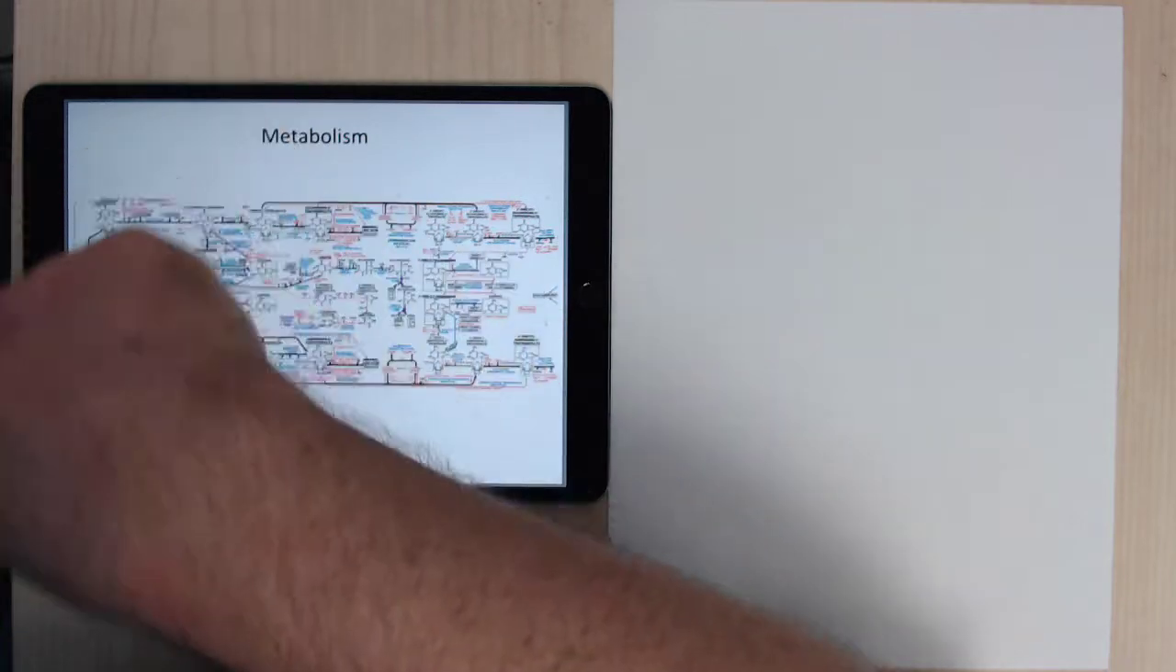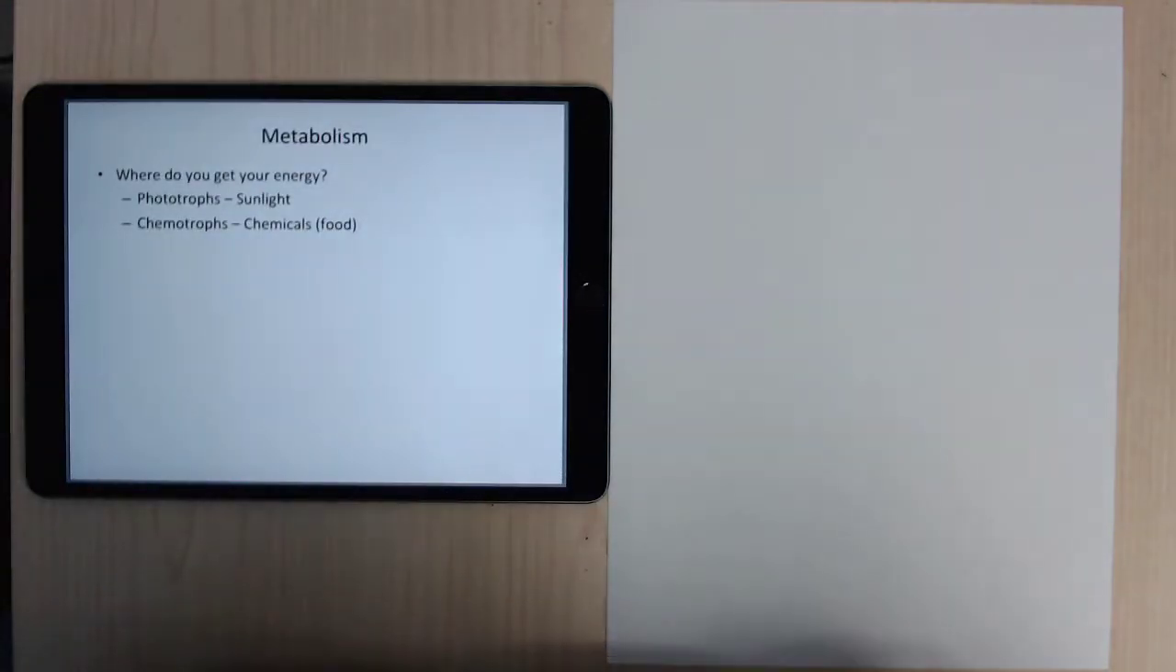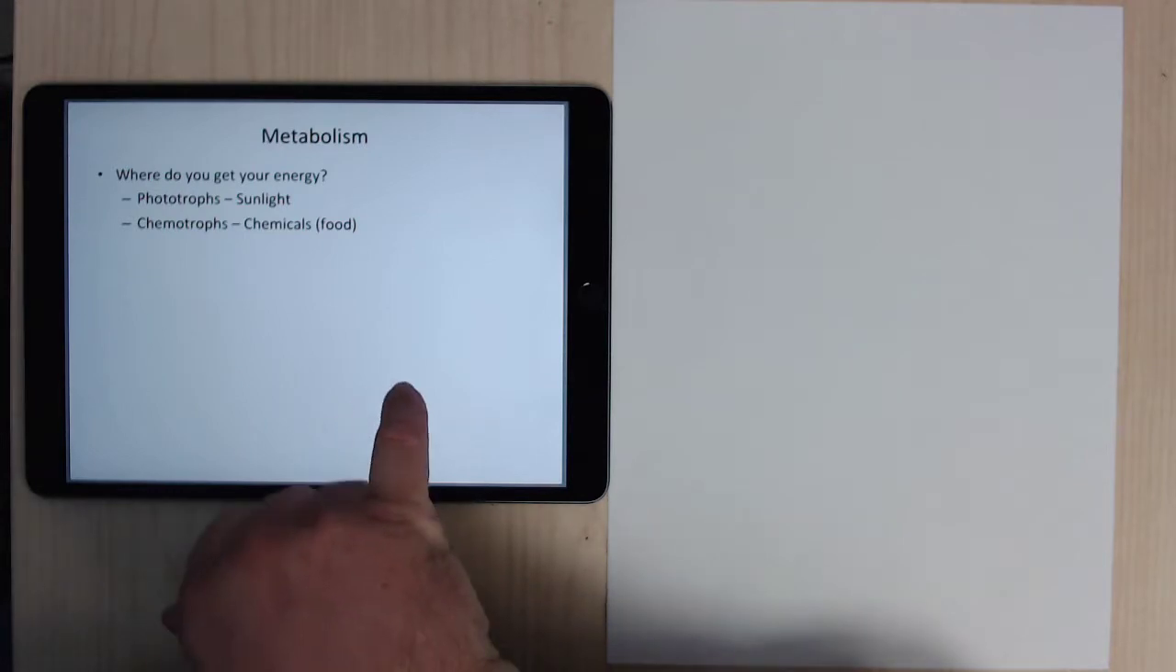So, but even then, this is going to be shunting in from different parts. So, where does the energy come from? There's two main sources. If you have the phototrophs, this is going to be mostly plants and photosynthetic fungi. So it's mostly coming from sunlight. We'll talk about that a little bit later in the course. Chemotrophs, this is where it comes from chemicals, essentially food. We're going to be getting into that more in a bit.